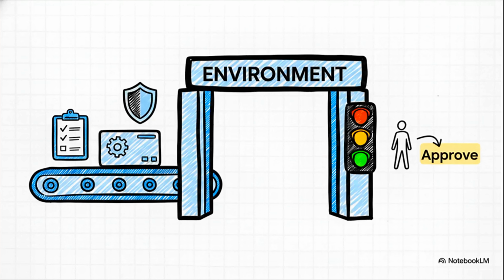Well, the answer is a really powerful Azure DevOps feature called environments. An environment basically represents a deployment target, like staging or production, and it lets us configure checks and guardrails on that target. The most common one is a manual approval gate, but it can also be things like requiring security scans to pass before deployment can proceed.